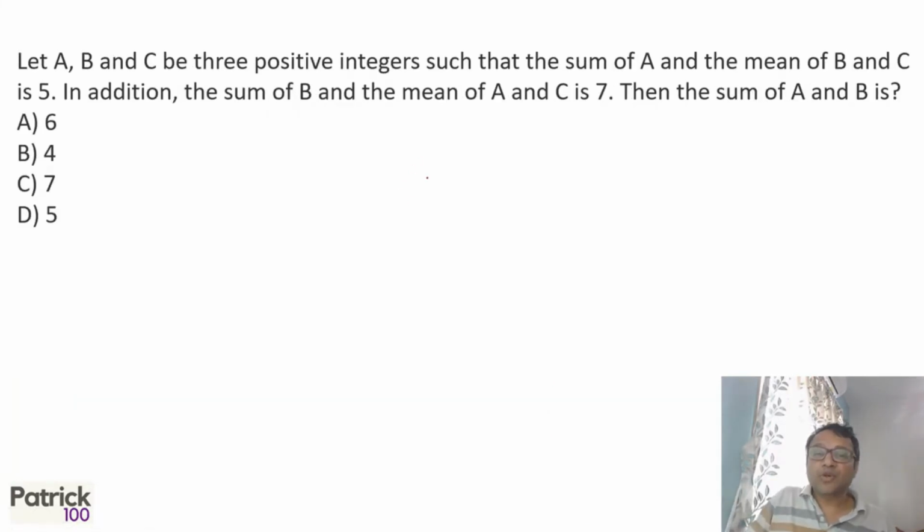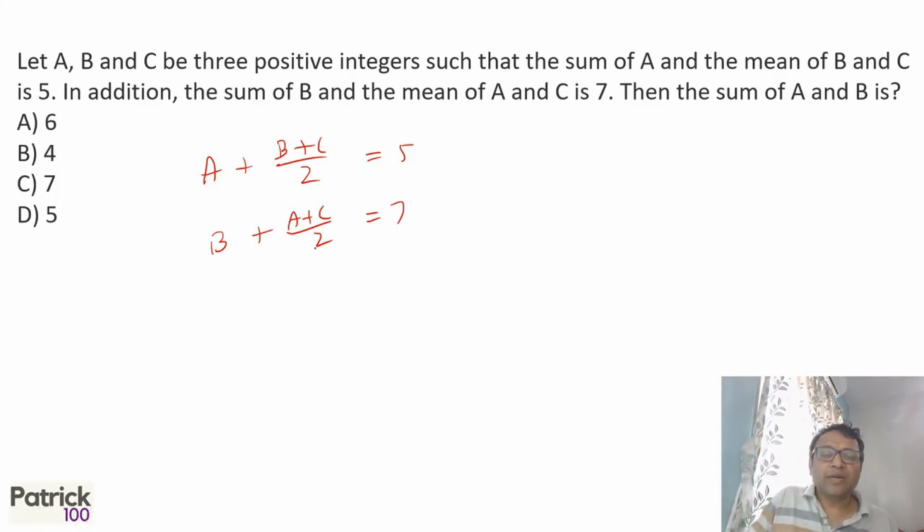A, B, C are three positive integers such that the sum of A and the mean of B and C is 5, and the sum of B and the mean of A and C is 7. I want the sum of A and B. I want to eliminate C from here. How do I eliminate C? Just subtract. If I subtract the two equations, equation 2 minus equation 1, C upon 2 gets cancelled.